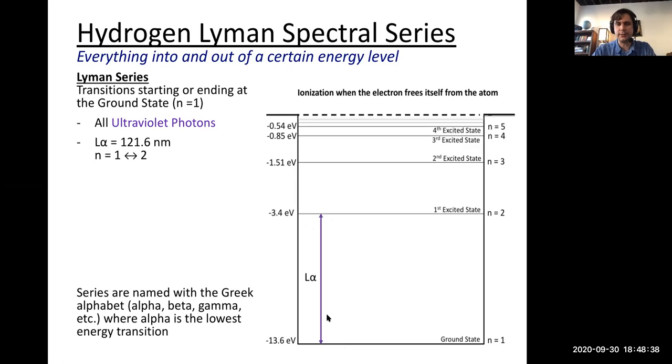Equivalently, we can go from 2 to 1. Ask ourselves, what is that energy? Well, that would require 10.2 electron volts of energy. I could calculate what the wavelength is. That would be a photon.